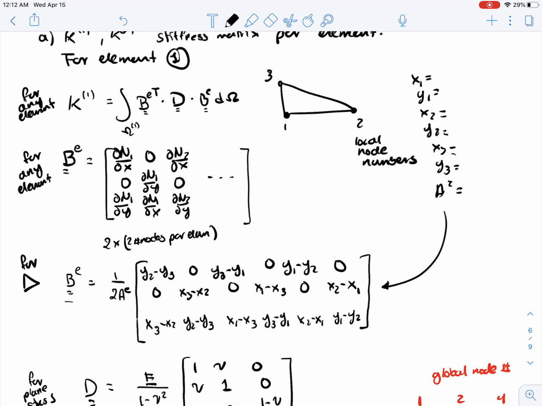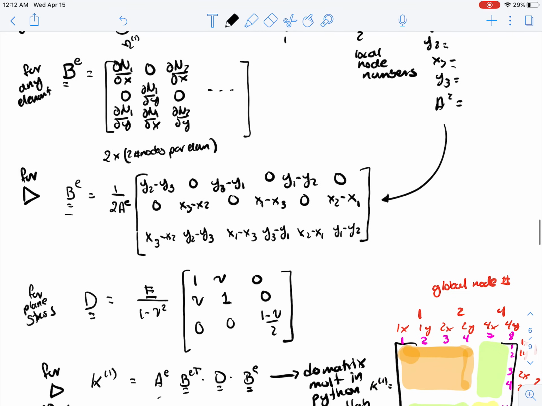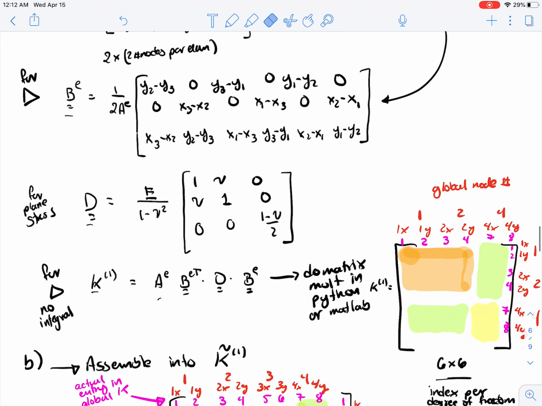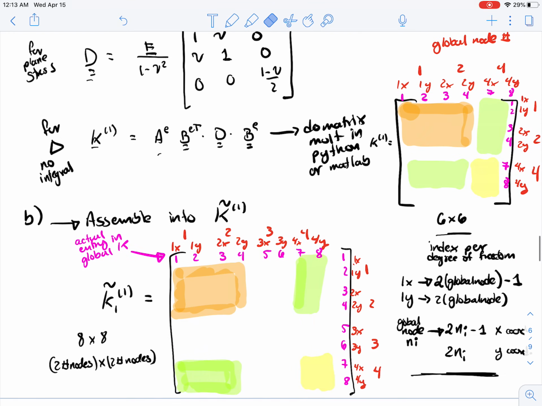So hopefully that made sense. I think the trickiest part, hopefully, calculating the B matrix for every element is just a matter of looking up the nodal coordinates. The D matrix is just material properties. The stiffness matrix for the triangular element, because you don't need to integrate, is just some matrix multiplications, so you can do that with Python or MATLAB. So hopefully all of that makes sense, and when you look at the code it makes sense.